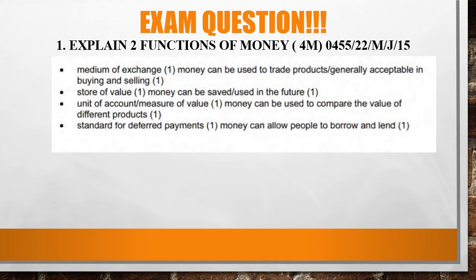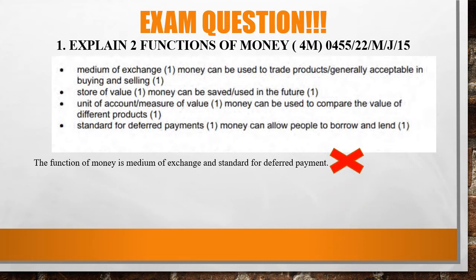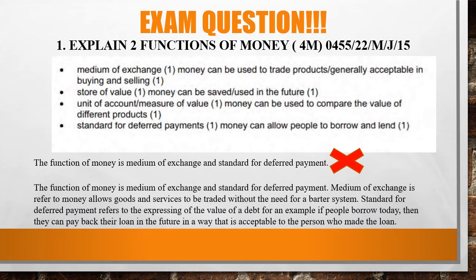For example, the functions of money are medium of exchange and standard for deferred payment. That only gives you 2 marks. And this is a very common mistake by students. In order to gain 4 marks, you are required to explain each function briefly.